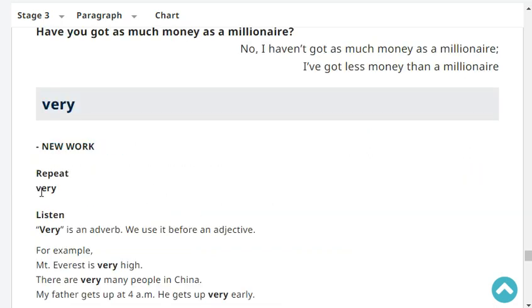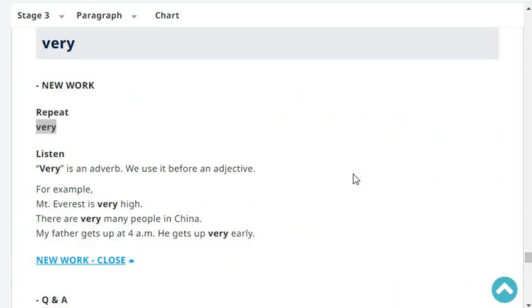Next, repeat. Very, very good. Listen, very is an adverb. We use it before an adjective. For example, Mount Everest is very high. There are very many people in China. My father gets up at 4 a.m. He gets up very early.